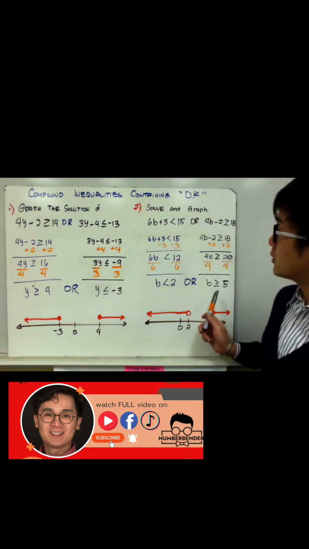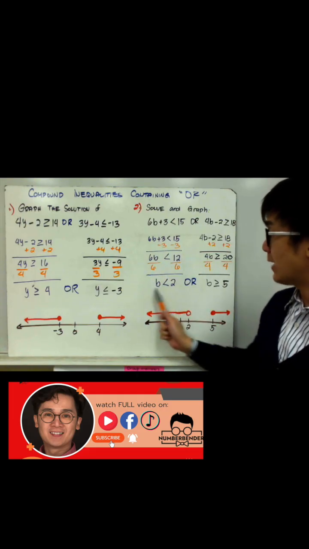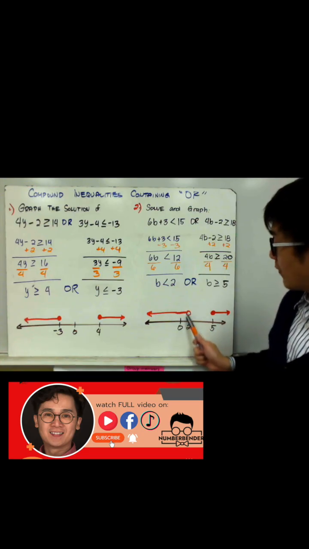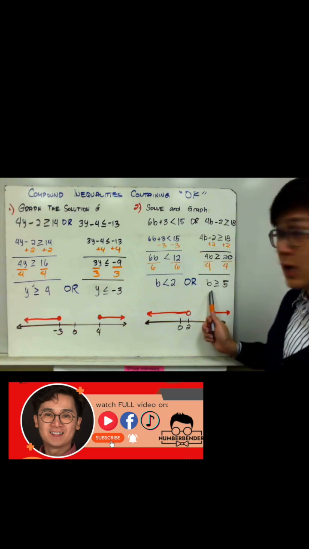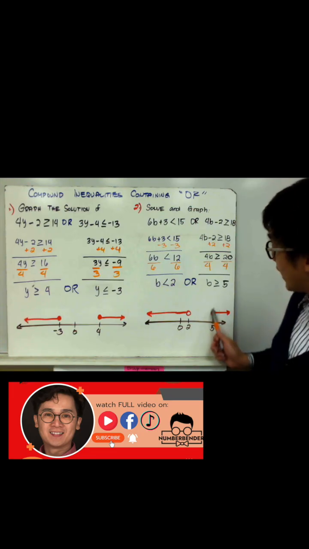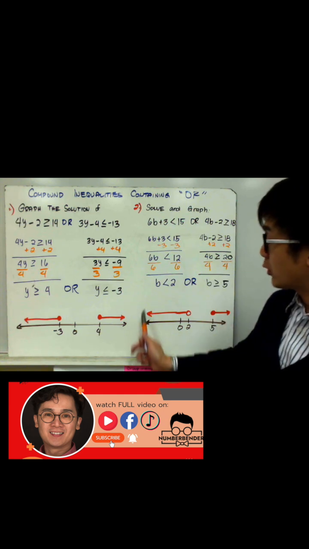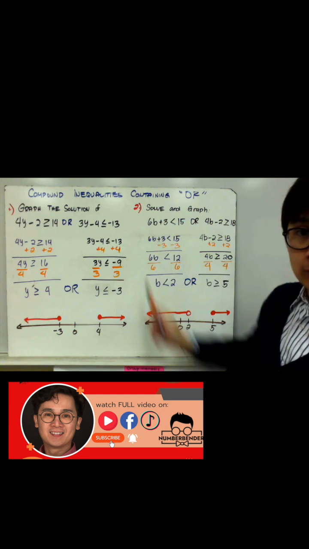And to graph example number 2, our first set is a less than inequality, so therefore I have an open circle going towards the left. And for my second inequality, I'm using a shaded circle because I have the greater than or equal to symbol in my second set. And this is how you represent your problem number 2 in a graph.